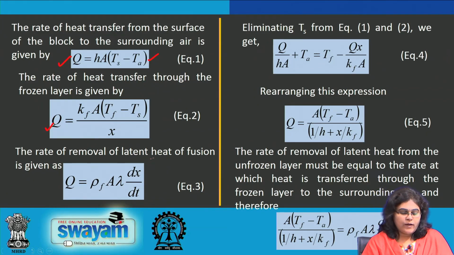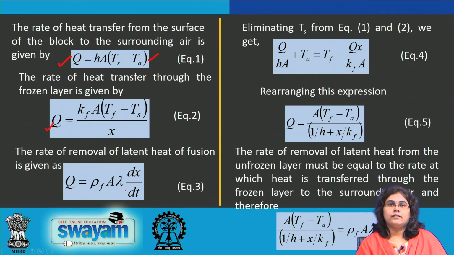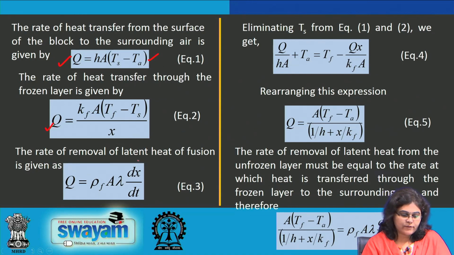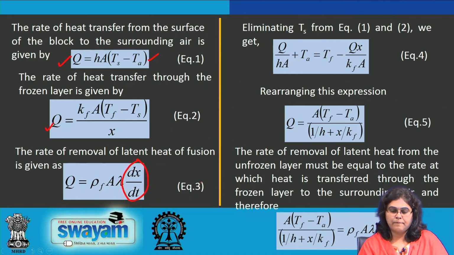Now, the rate of removal of latent heat of fusion is given as Q is nothing but equal to rho f, A, lambda is the latent heat of fusion, and this frozen layer moves with certain velocity into the center of the food block, that is at a velocity of dx by dt.